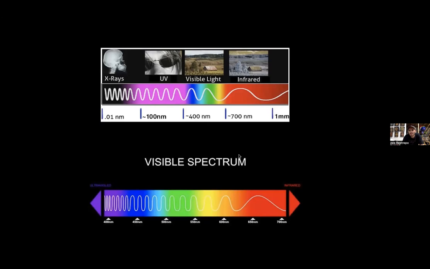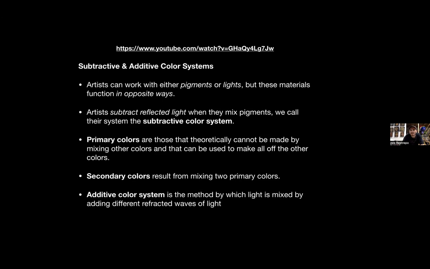Great. Okay. So we have subtractive and additive color systems. In the subtractive system, we have primary colors. I'm sure you're probably familiar with the primary colors: yellow, blue, and red. And then we have secondary colors by mixing. I must preface this by saying that you cannot mix the primary colors, of course. They're primary, and secondary colors are made by mixing two primary colors.